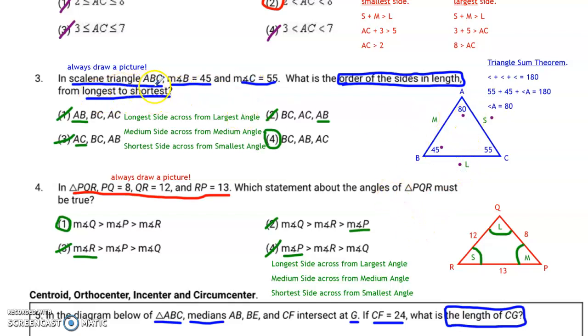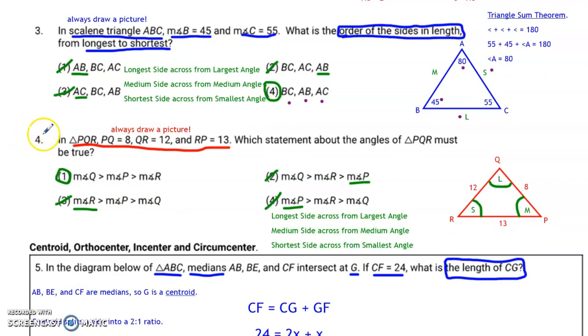I'm looking for longest to shortest. So this one starts with AB. Well, AB is not the longest side, it's the medium side. So that means I can cross this one off. AC is not the longest side either. AC is actually the shortest side, so I can cross this one off as well. And number 2 I can cross off because AB happens to be the medium side. That doesn't mean it's going to be the shortest side from longest to shortest, so I can cross this one off too. This one is the only one that lists them from longest. This is the longest to the medium, and then AC is the shortest. I can see that AC is labeled as shortest.